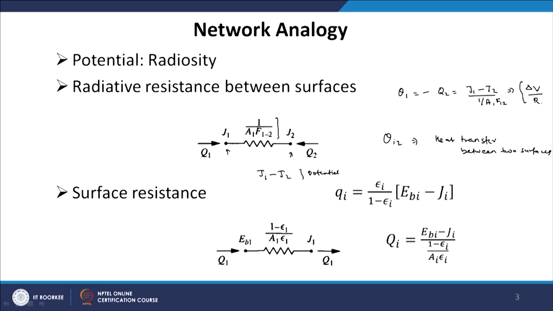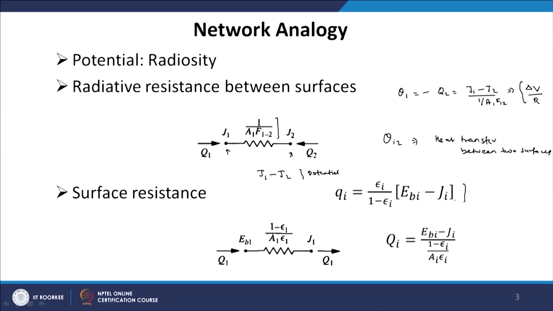So, V is equal to IR. So, here also we have the potential difference J1 minus J2 divided by the radiative resistance 1 upon A1 F12. Now, we have another equation that relates the black body emissive power and radiosities Ji to the heat flux.